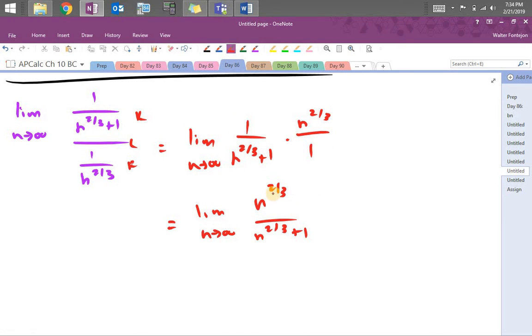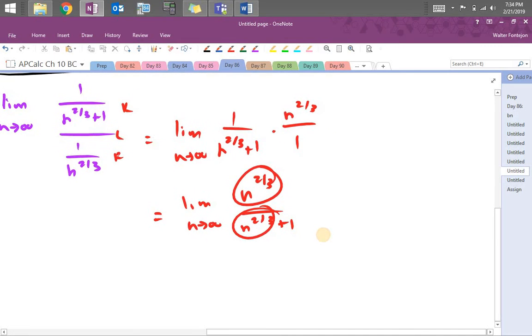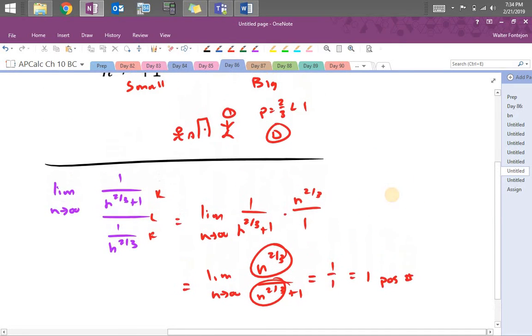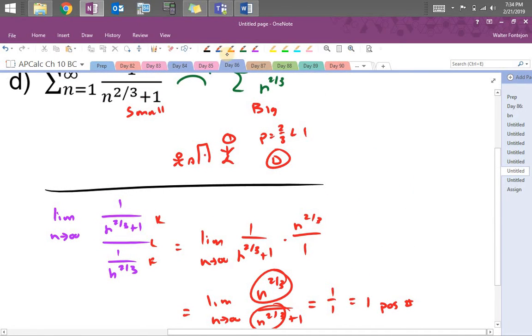We can use a polynomial idea here. Both top and bottom are not dominating each other, so I'm just going to keep the numbers in front. This is 1 over 1, or equals 1. This is going to be positive. Okay, this is a positive number. So now that I found that the limit is a positive number, they behave the same. So if one of them diverges, that means the answer for this one is also going to diverge by the limit comparison test.